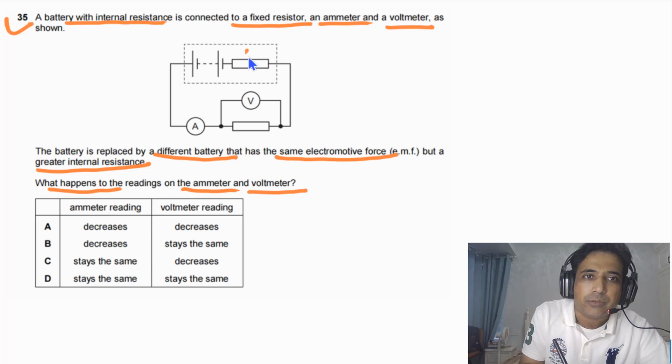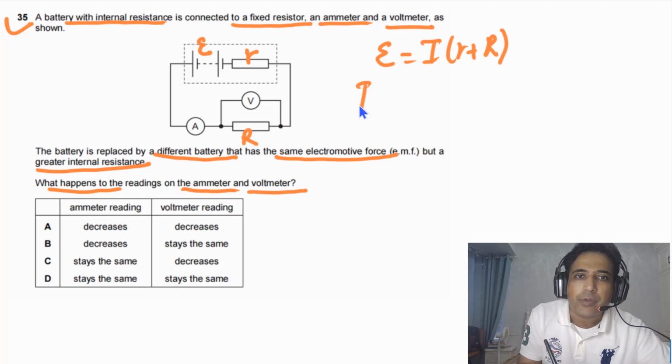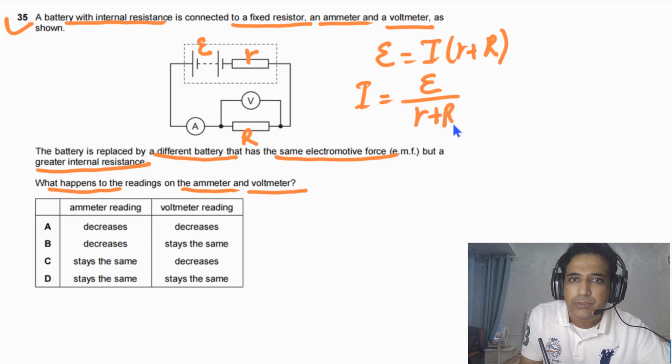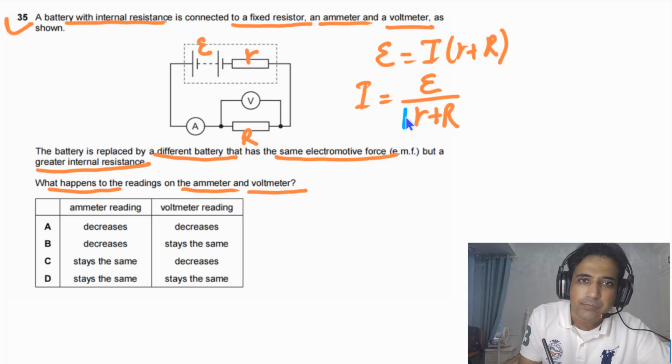So we can imagine this is small r and this is capital R, and the EMF of this one is E. In this case, EMF has to be equal to I times (small r plus capital R). So from here we can say I is equal to EMF over (internal resistance plus resistance of the load resistor). As the value of small r increases, EMF is the same, and capital R is also the same, it means current has to decrease.